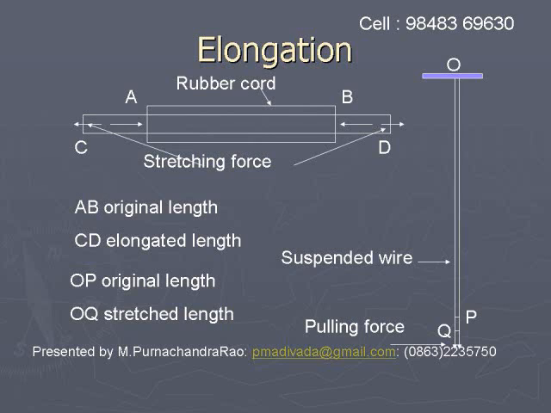Like this, whenever we apply forces, there are certain substances in which we notice large elongations. In substances like steel also, we notice a small amount of elongation with a large force. By applying large force, we can elongate wires, steel wires.